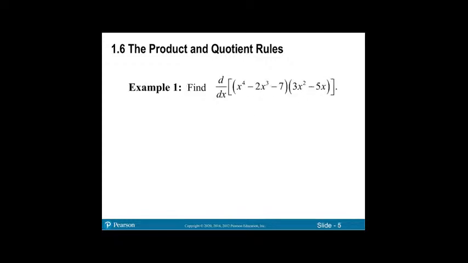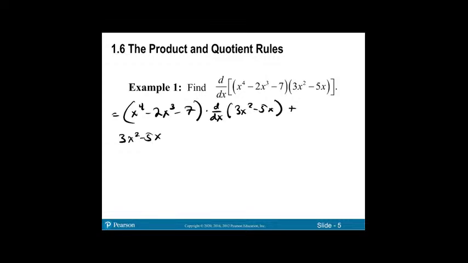Okay. So we're asked to find the derivative of this product, so d by dx of this. The result is going to be the first, which is x to the 4 minus 2x cubed minus 7, times the derivative of the second, so times d by dx of 3x squared minus 5x, plus the second, which is this, times the derivative of the first. So d by dx of this.